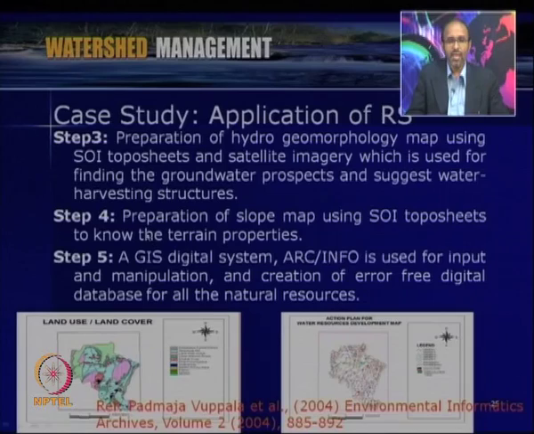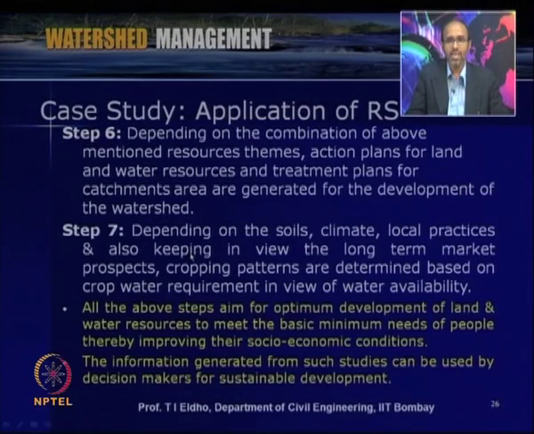So here, based upon the various steps mentioned, the main purpose is to come up with plans for rainwater harvesting and other water-related resource developments. Depending upon the soil, climate, and, in step number 7, local practices, and keeping in view the long-term market prospects, cropping patterns are determined based on crop water requirement in view of the water availability.